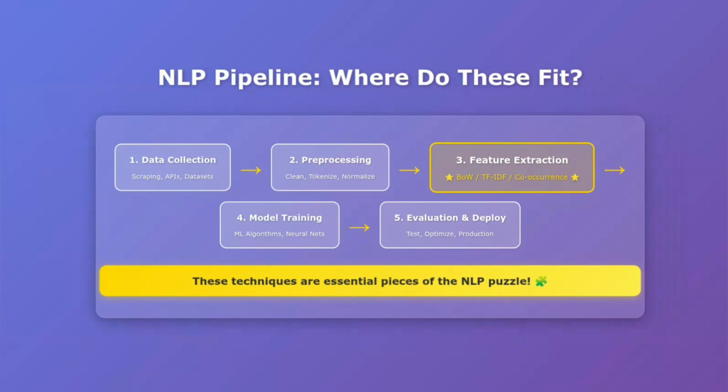Then, those vectors go into your model training. Could be traditional ML like support vector machines or neural networks or whatever algorithm fits your problem. Finally, evaluation and deployment. Test your model, optimize it, and get it into production. So these techniques we're learning today, they're not isolated concepts. They're essential pieces of the larger puzzle.